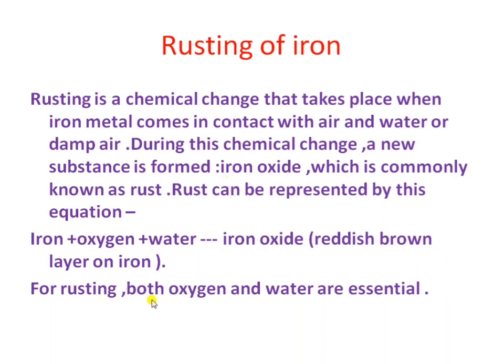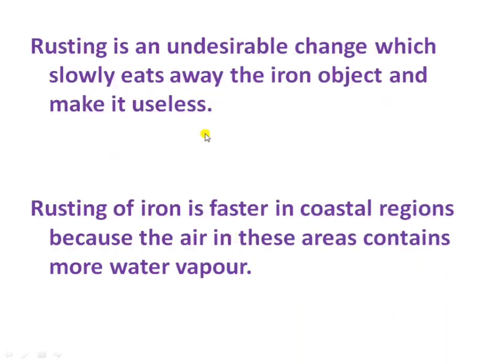Then for rusting, both oxygen and water are essential. Rusting is an undesirable change which slowly eats away the iron object and makes it useless. The rusting of iron is faster in the coastal region because the air in these areas contains more water vapor. The salt in the water also makes the process of rust formation faster in the coastal region. So an iron object kept in sea water rusts very fast.